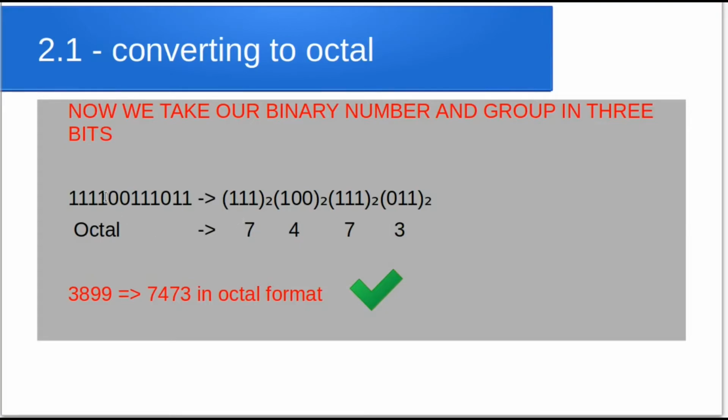Now it's easy to see the values. We know this one is 1 plus 2 is 3, so we write 3. We know 111 is 7 in binary system, so we write the 7. We know this is a 4 because it's 1, 2, 4, so we write the 4, and we know this is a 7. So the octal is 7473. So we've converted 3899, the decimal, to octal format, and it is 7473.